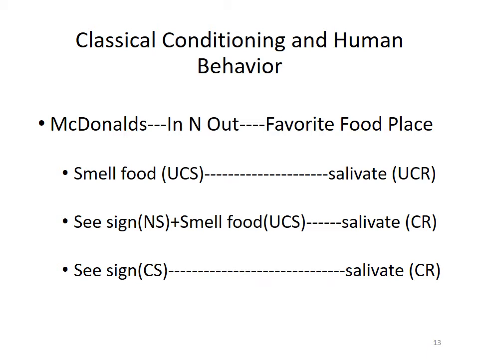However, after several pairings of seeing the sign and smelling the food, see the sign, smell the food, pretty soon we may just see the sign and then start to salivate at the sight of our favorite food sign. So that's just one of the many, many ways that classical conditioning can act in our life. But remember, classical conditioning is working on reflexive or involuntary behaviors.